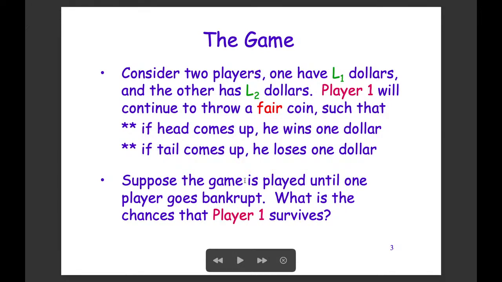Okay. And in this game, suppose that they play until one of these players goes bankrupt. So when one of the players has $0 left, the game will end. We want to find out the probability that player one will win this game. As we can see, it really depends on the money that each player has. If a player has more money, then the probability should be higher.